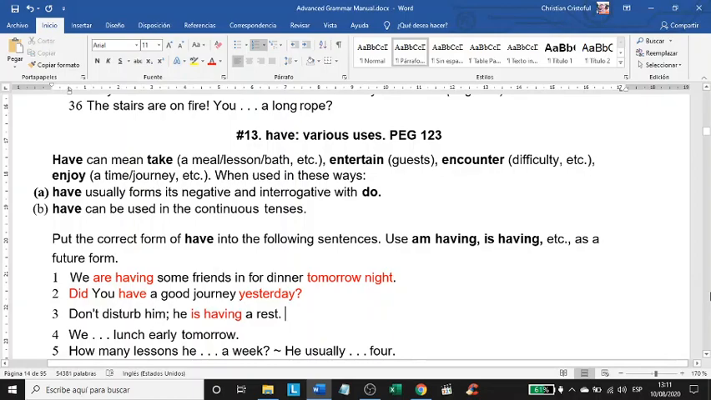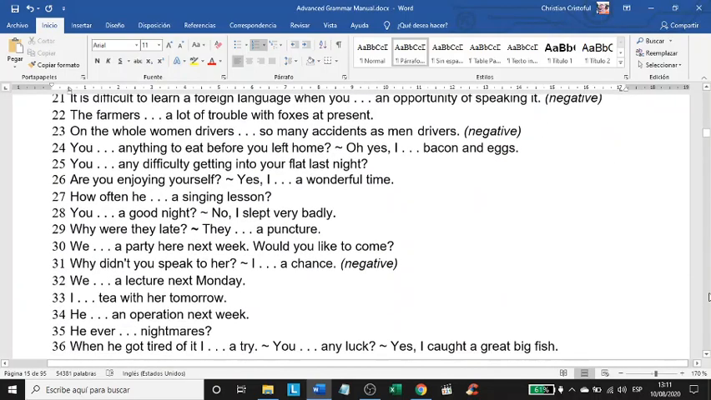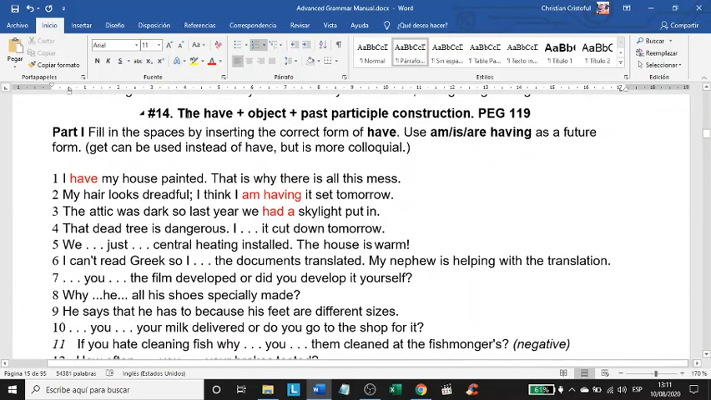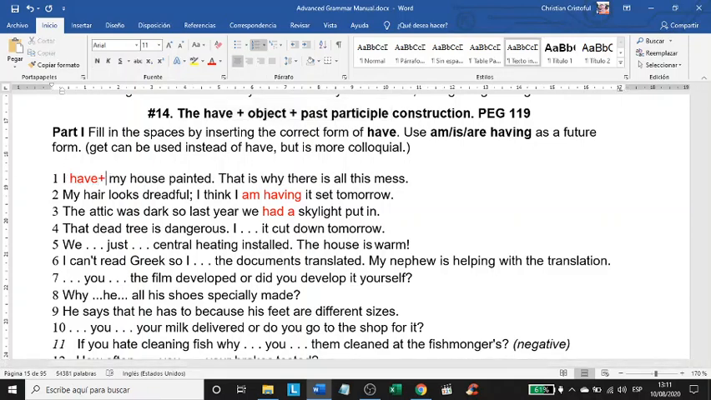So do exercise 13, then we will go into 14. 14 has a formula, a construction: have plus object plus past participle. Okay? For example, I have my house painted. Here we have the example of have plus the object, my house, plus the past participle form, painted. Okay? So I have my house painted. That is why there is all this mess.